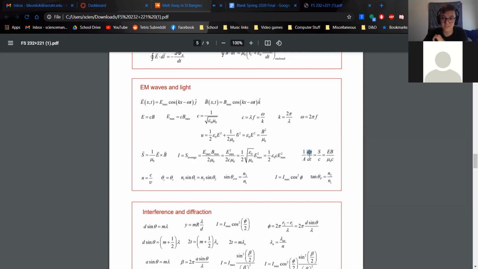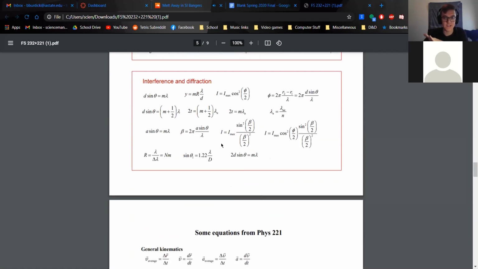So if you want to erase this or mark it up somehow, this means force per area is equal to S divided by C. That's very important. If you have any sort of question about radiation pressure, this is what you want to use. And then we have Snell's law right here, very useful. So the critical angle is given by N2 divided by N1. And yeah, other rules right here.